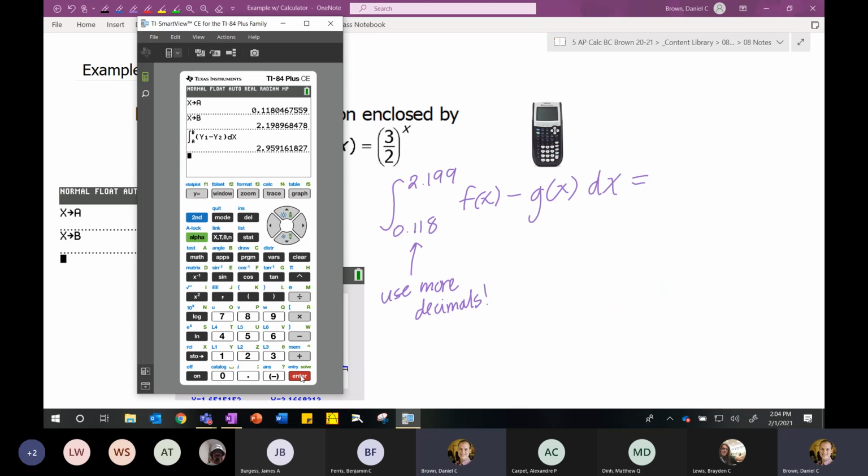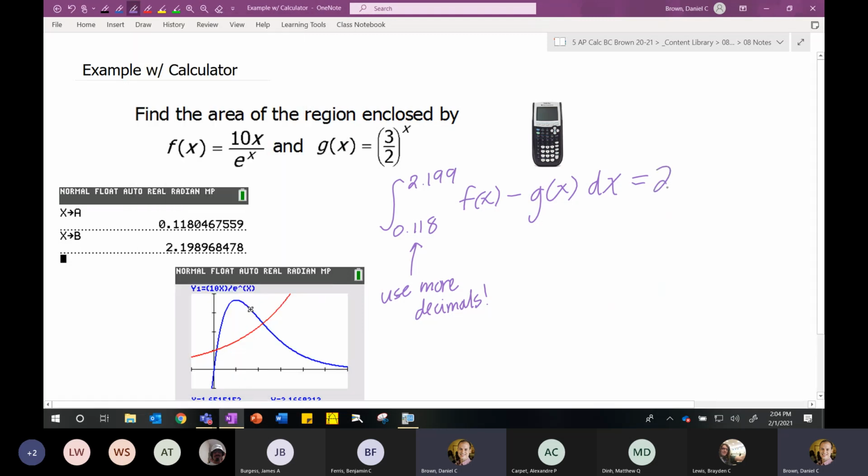That is 2.959, and that's how exactly it would need to be. 2.959. Any questions on any of that? And we'll be using the calculators fairly often, so you will start getting more and more comfortable in using that calculator. But any questions on that one?